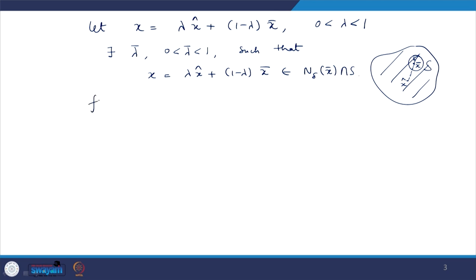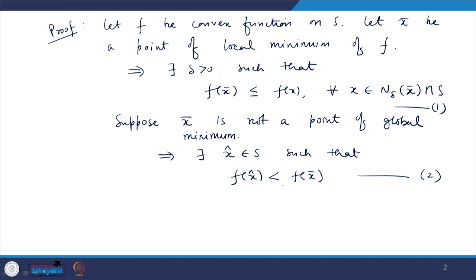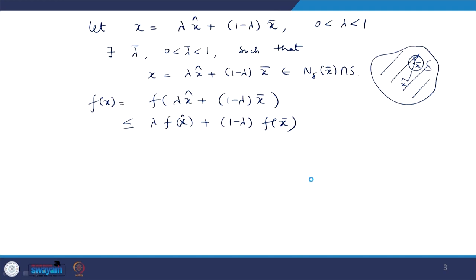Now, let us take f(x). What will be f(x)? f(x) will be f of lambda x cap plus 1 minus lambda x bar. And since the function is convex, this is less than or equal to lambda f(x cap) plus 1 minus lambda f(x bar). What we have from 2 is f(x cap) is less than f(x bar). So, this is less than lambda f(x bar) plus 1 minus lambda f(x bar), which is equal to f(x bar).